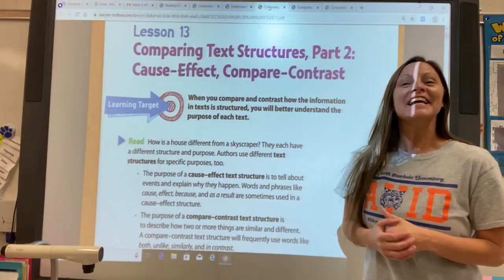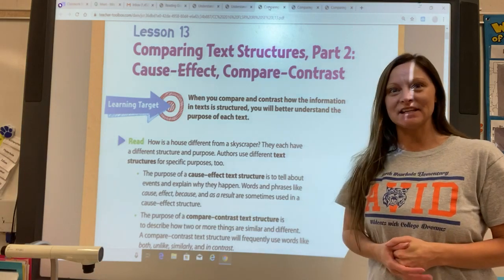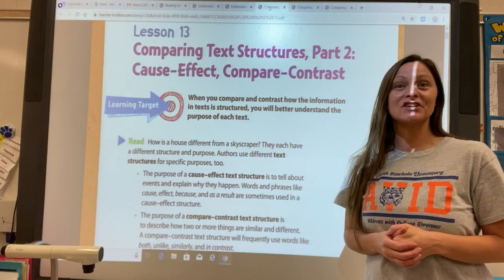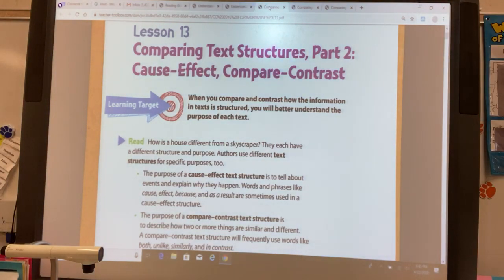Today's lesson is again on comparing text structures, but in this lesson we will look at cause and effect and compare and contrast. Let's look at our title and learning target. Read with me as I read out loud. Comparing text structures, part 2, cause effect, compare contrast.